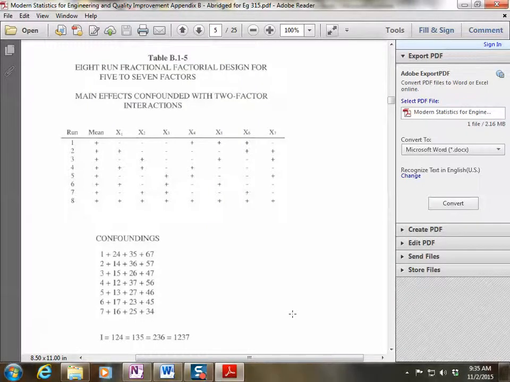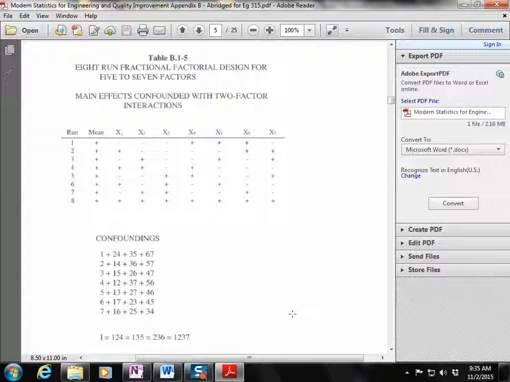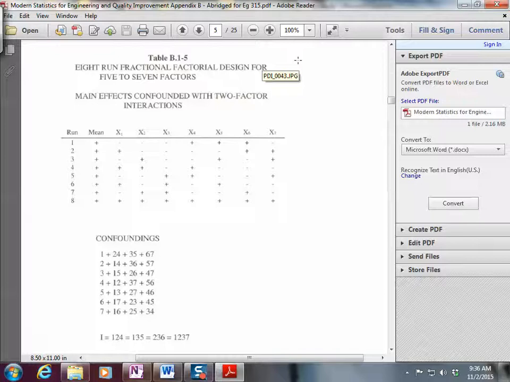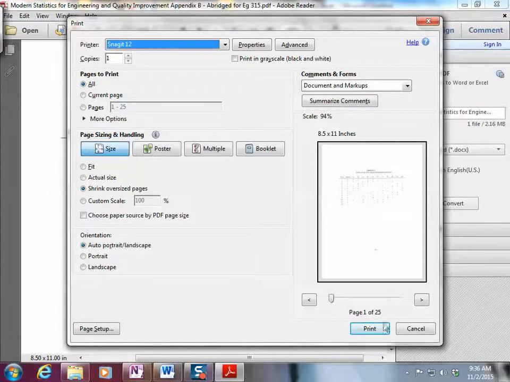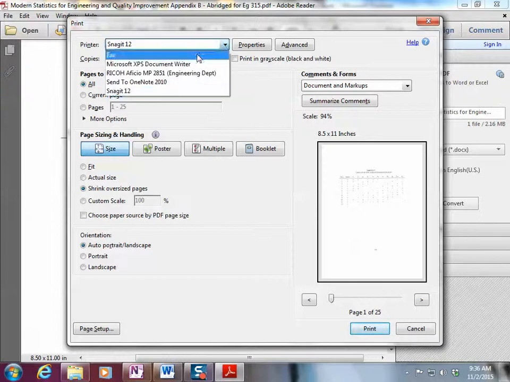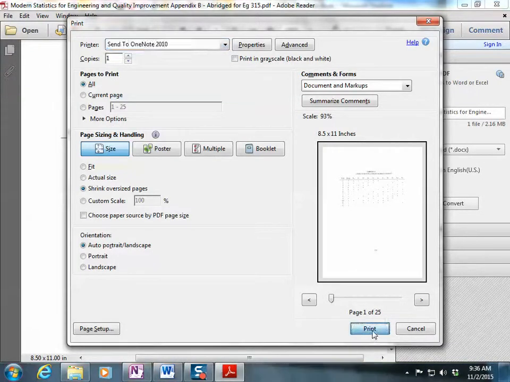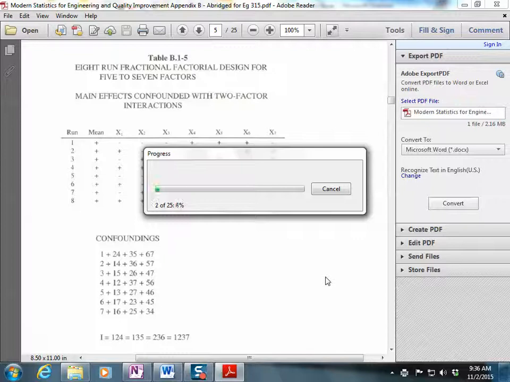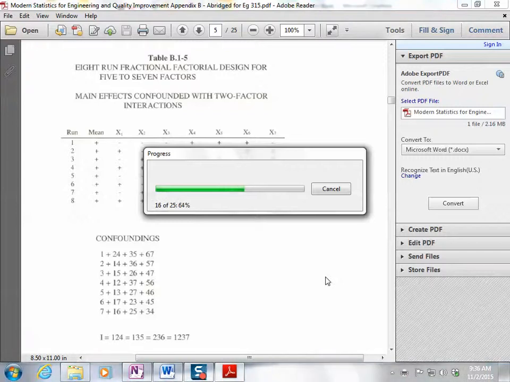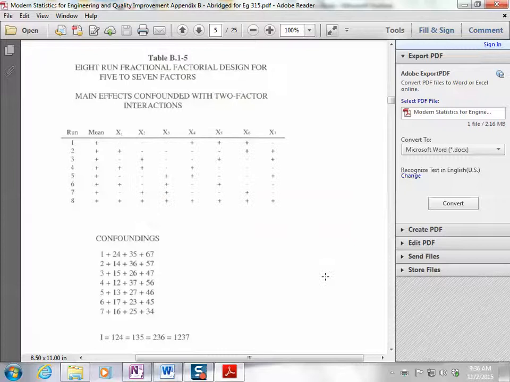Just to make sure everyone's on the same page, let's talk about the design generators. We have 8 runs, so it's 2 to the third. The base design is a 2 to the third design, so that's x1, x2, x3. And then we have to add x4, x5, x6, and x7. So we need a design generator for each of those 4 factors.